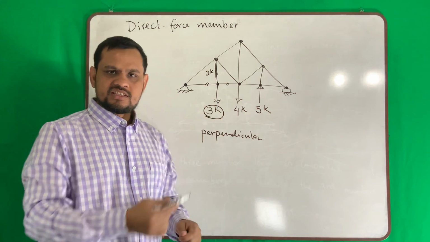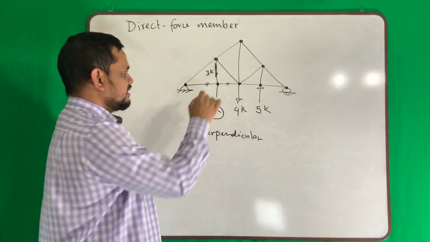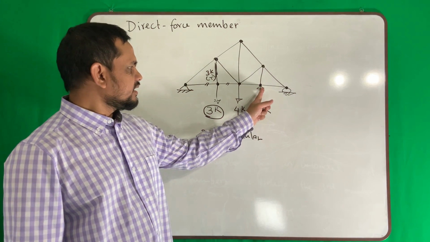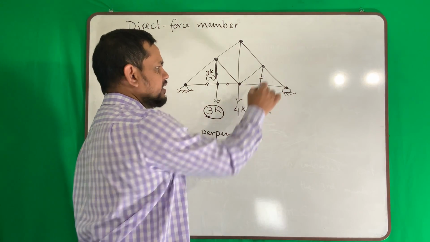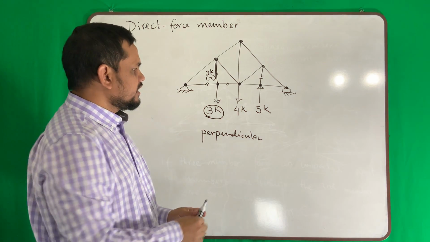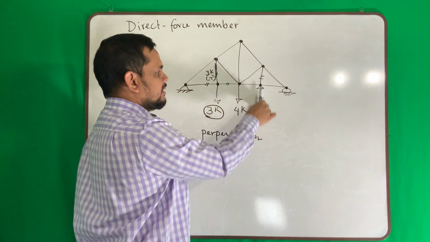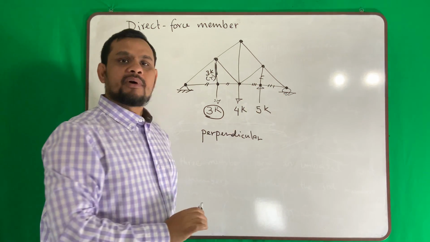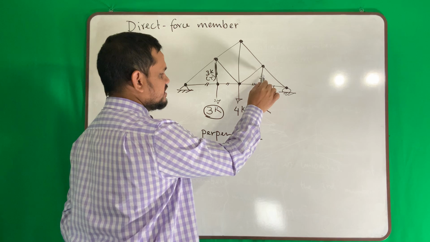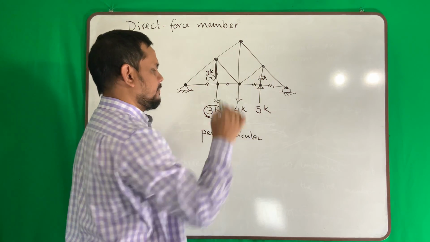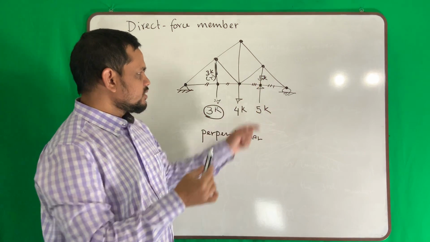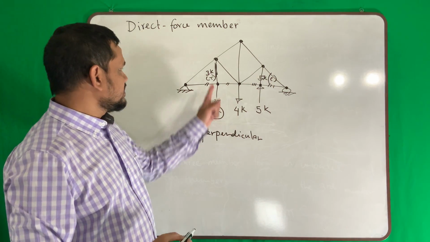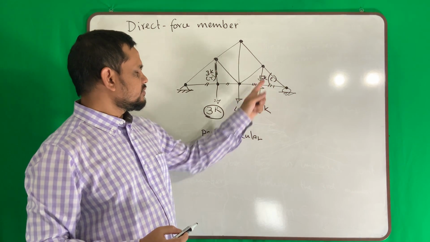And is it tension? Because it is pulling, it will be tension. So 3 kip, T in parentheses. Same thing here. This member is a direct force member. How? This force is acting along the member, and the other members, this member and this member, are perpendicular. So the force here is 5 kip. Now as this force is pushing that member, it will be compression.